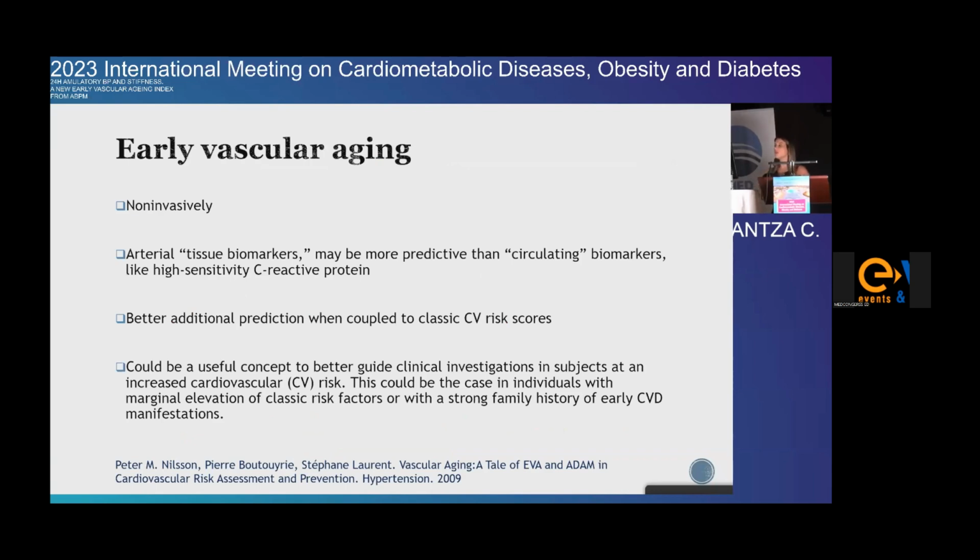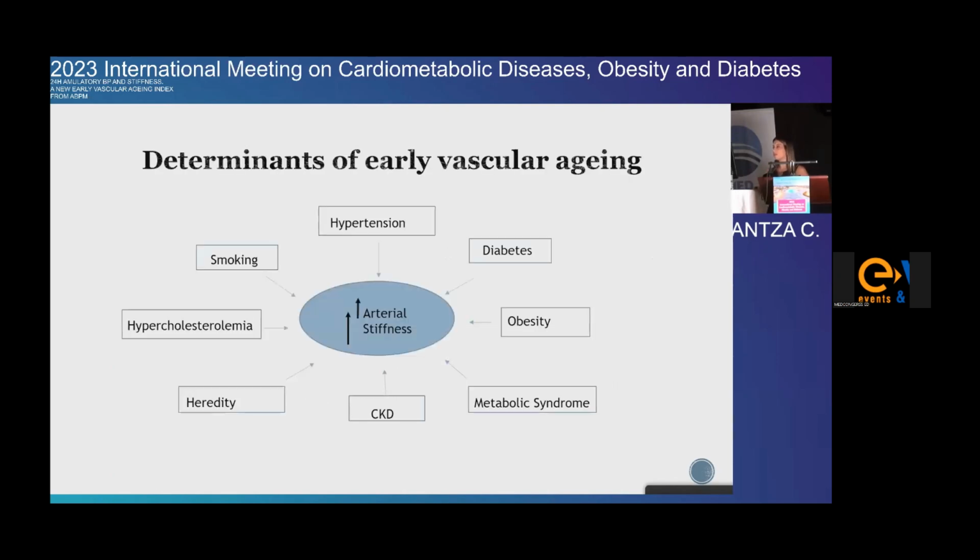It is important, first of all, because it is a non-invasive, easy way to calculate cardiovascular risk. Also, it is an arterial tissue biomarker that may be more predictive than circulating biomarkers like high sensitivity CRP. It also has better additional prediction when coupled to already classic cardiovascular risk scores. And of course, it can guide clinical investigations in subjects at an already increased cardiovascular risk.